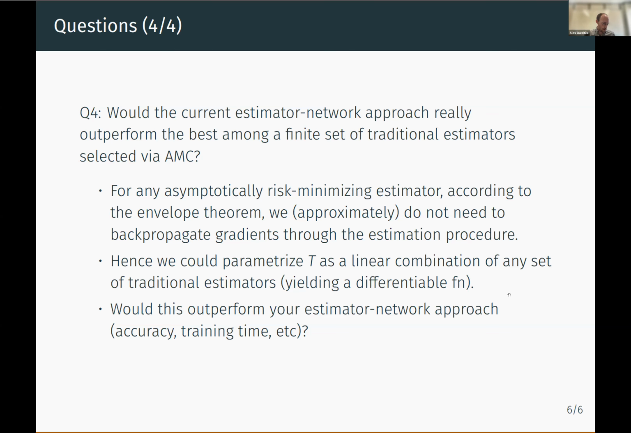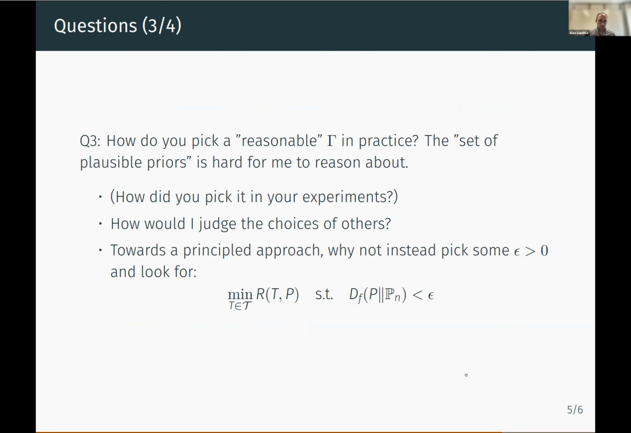For Q3, let me see. Yeah, let's do this one. This is something in the Chamberlain 2000 paper. At the very end of his paper, he discussed something very similar to this. And it's something I've thought about. I find it very interesting.